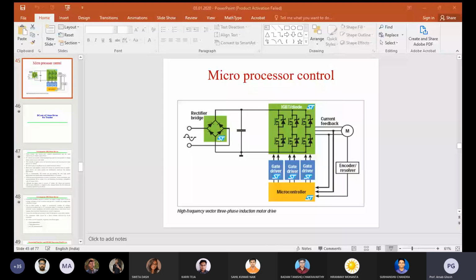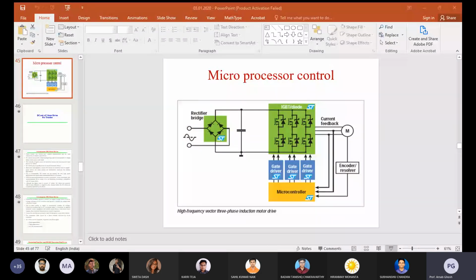You can also design some special type of motor, specially designed for that traction. That is also possible. Then this DC motor can provide high starting torque. Here you can see the DC motor can provide high starting torque, and it is also possible to obtain speed control over a wide range.